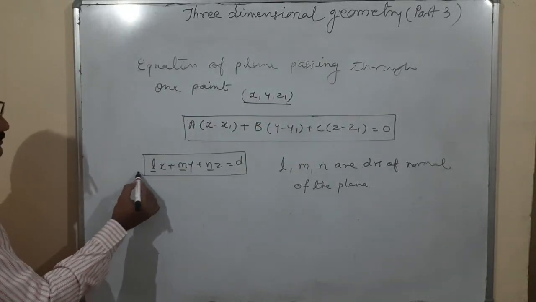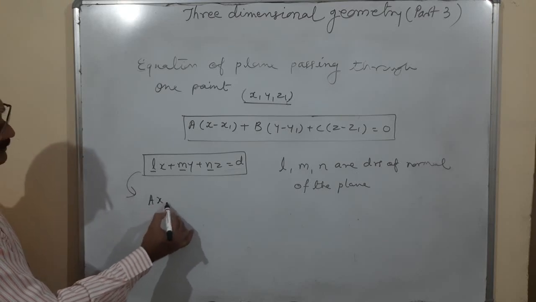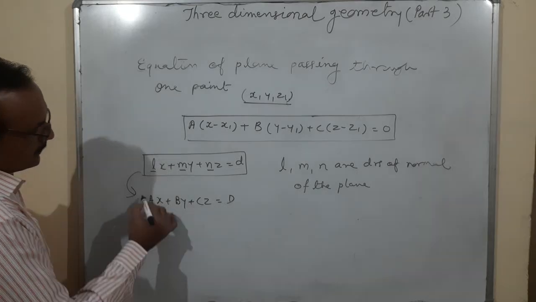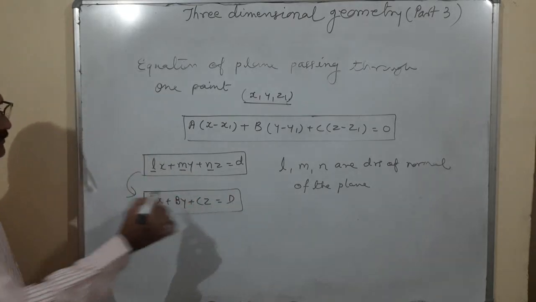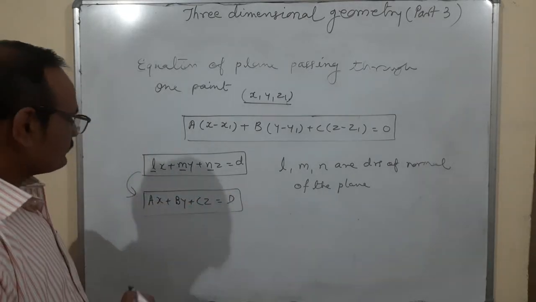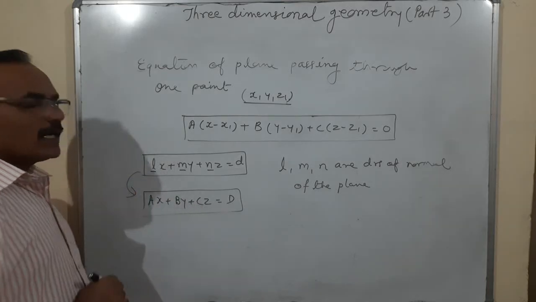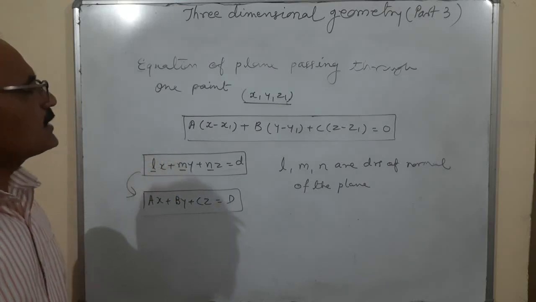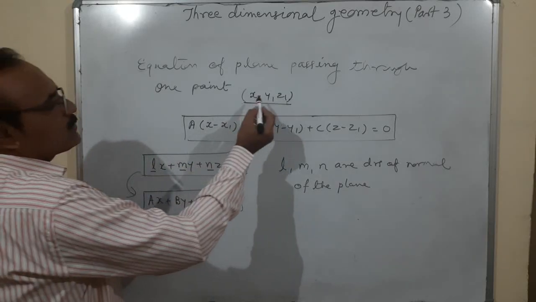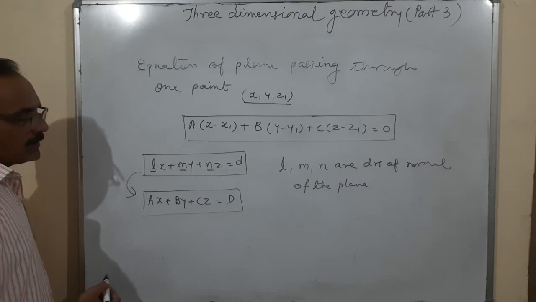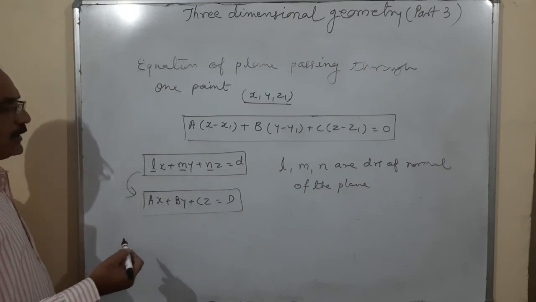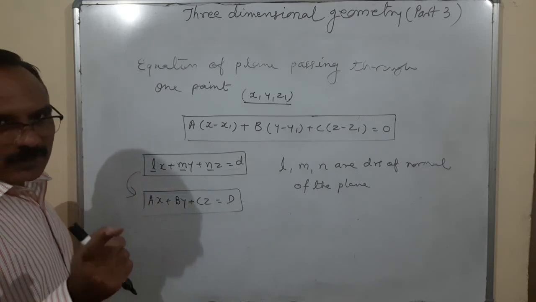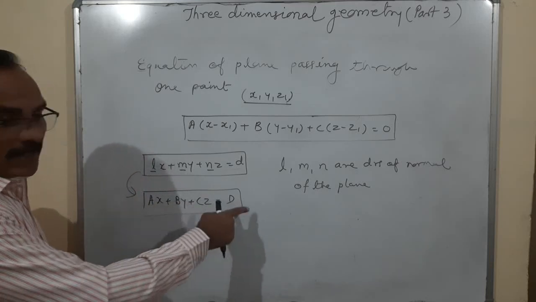I can use this formula like that also. ax plus by plus cz is equal to d. That is also the equation of the plane where a, b, c are direction ratios. If this equation of the plane passes through one point, the point is x1, y1, z1. So what happened? Simply we will put the value here, because x1, y1, z1 are the coordinates of the point. Definitely these will satisfy that equation.